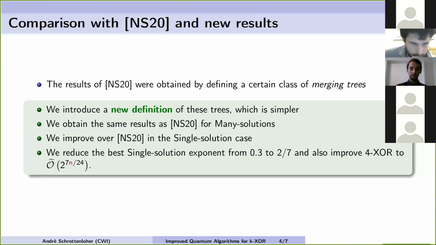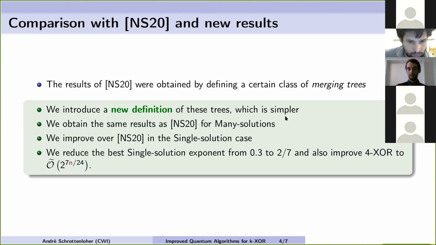This paper started with the goal of representing the same class of algorithms in an easier way. Because in the Eurocrypt paper, you find a definition of these quantum algorithms based on certain trees, merging trees, which is maybe not completely natural. In particular, it differs from the definition of trees we use for classical algorithms. So in this paper, we introduced a new definition, making things a bit simpler, and also the analysis of the algorithms.